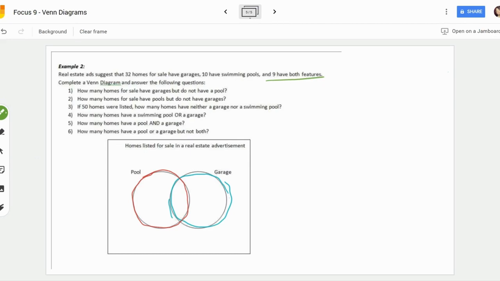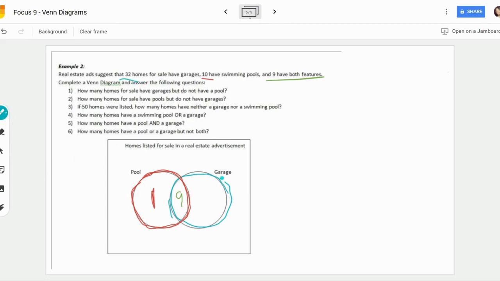So where do you start? Both. I'm not going to answer any of these questions yet until I fill in the Venn diagram. If 9 homes for sale have both features, that has to be in the middle, both pool and garage. Then we can work backwards. 10 have swimming pools. In the whole circle representing swimming pool homes, there's 10 of them, but 9 of them are in the middle. That means this region is only one home that has a pool and not a garage. And then we can do the garage too.